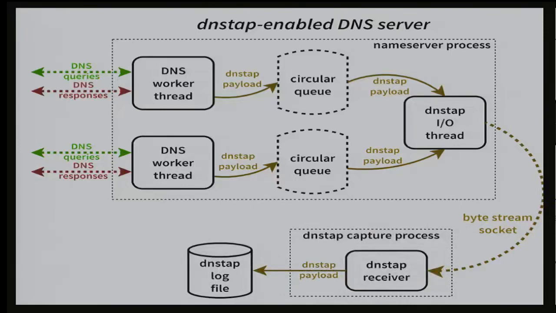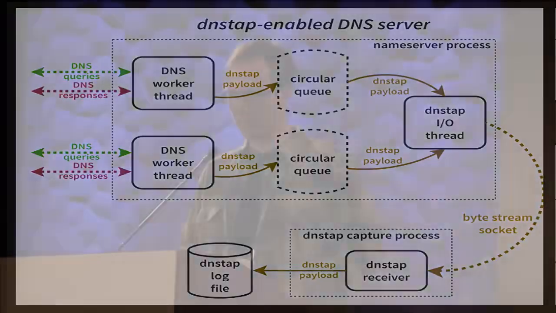Then we have this stream of log messages coming over this byte stream socket into a dedicated capture process. This receiver process gets the log messages in a particular format and processes them, does whatever it needs to. Here it's just writing them out to a log file. So instead of having the DNS server be responsible for writing out the log messages to disk, we've sent them to a separate process that's now responsible for this.